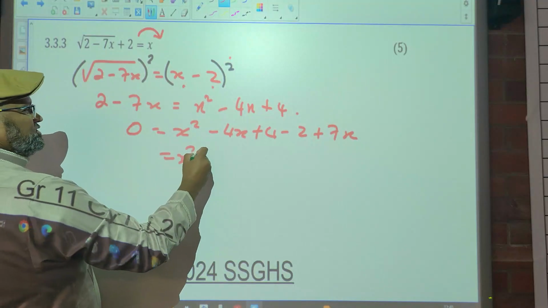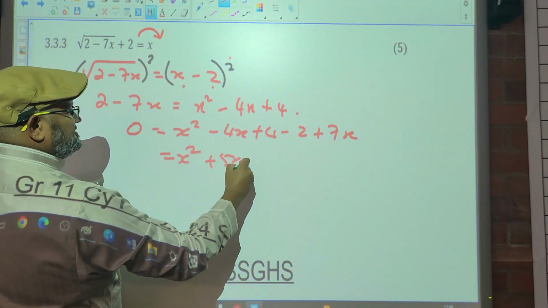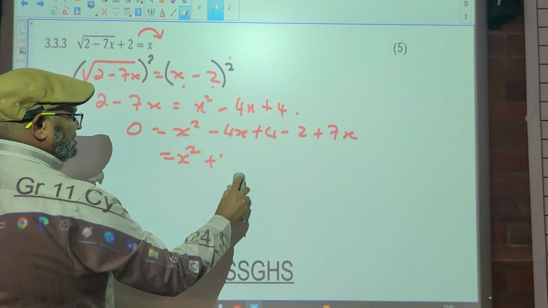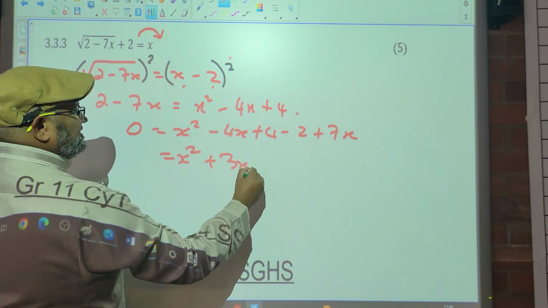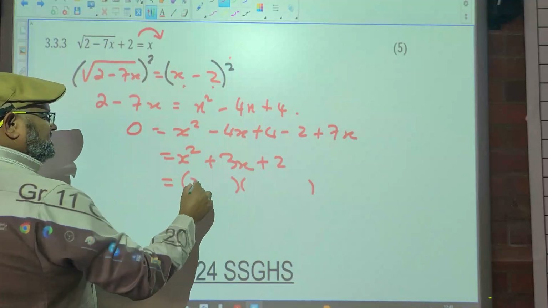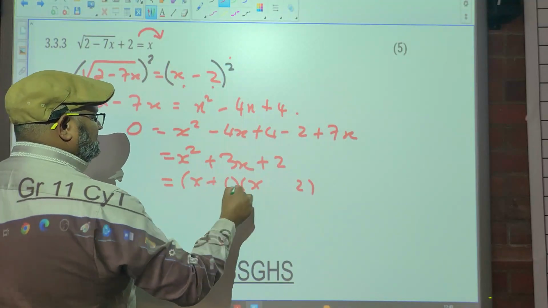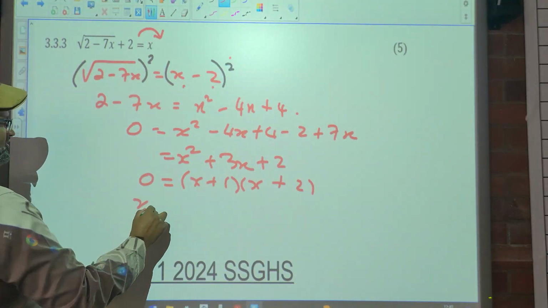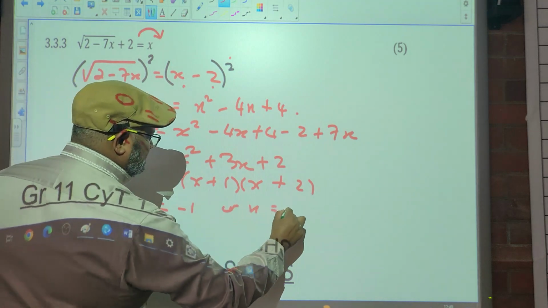Which gives me x squared plus 5x, no, plus 3x plus 2. A simple trinomial there, so it's x and x, 2 and 1, both plus. So x is equal to negative 1 or x is equal to negative 2.